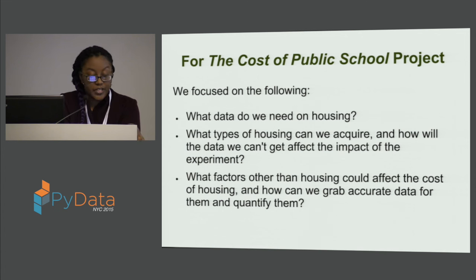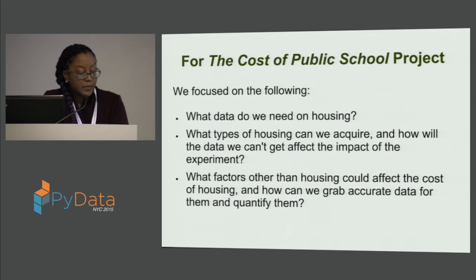And we needed the square footage, as I mentioned, since we're measuring price per square foot, and of course we actually need a sale price. And we needed a sufficient amount of these in each school zone to be able to get some kind of decent average. So what types of housing could we acquire, and how will the data we can't get affect the impact of our experiment?